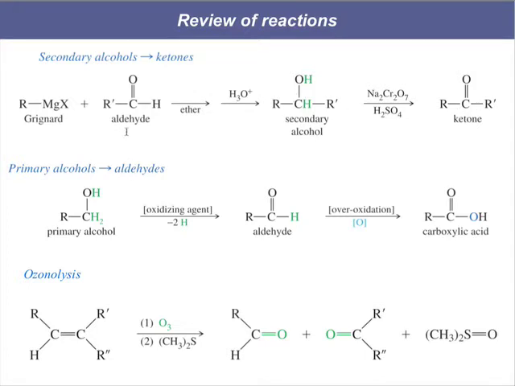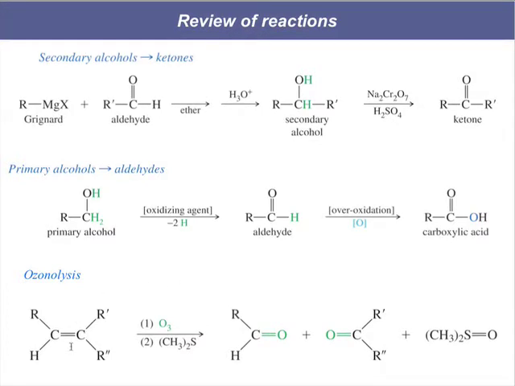You could also make the aldehydes from an oxidizing agent, for example, converting a primary alcohol into an aldehyde. Remember, that was the specific use case for a Swern or PCC oxidation. If you continue on with a stronger oxidizing agent, the aldehyde will then, of course, be converted into the carboxylic acid. We've also seen ozonolysis, oxidative cleavage of an alkene.